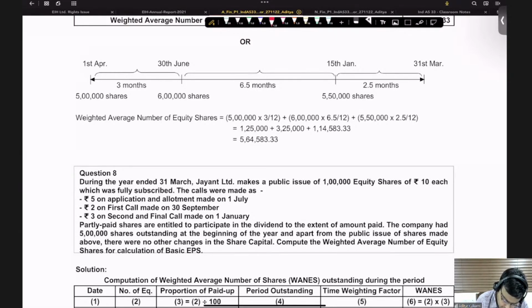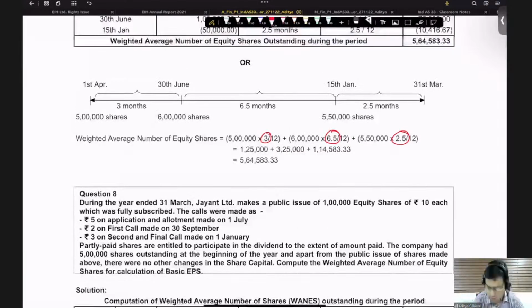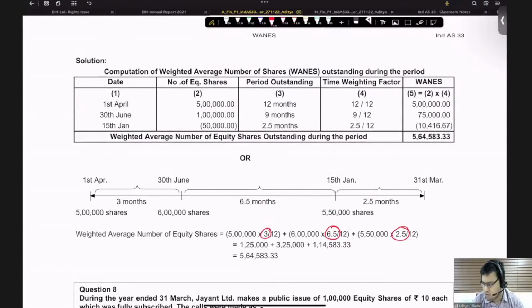It's easy because here 3 plus 6.5 plus 2.5, you are easily able to cover 12 months. You can check that. At the same time, there is a far less chance that we end up going wrong. Some of the students who gave different answers forgot the buyback, which is quite understandable. So that is why I would suggest the second method.